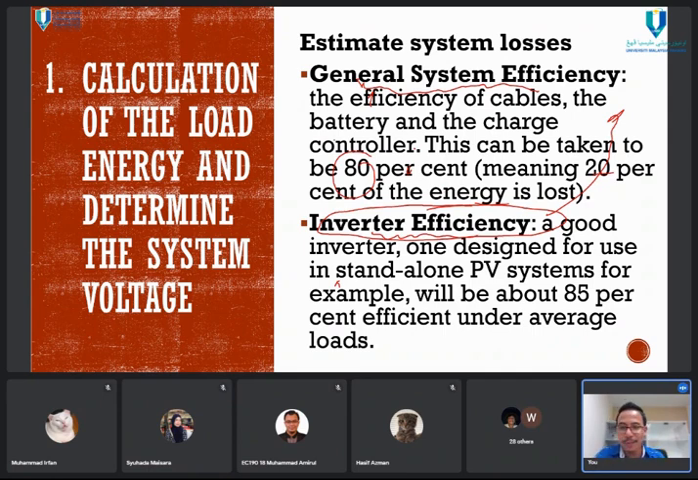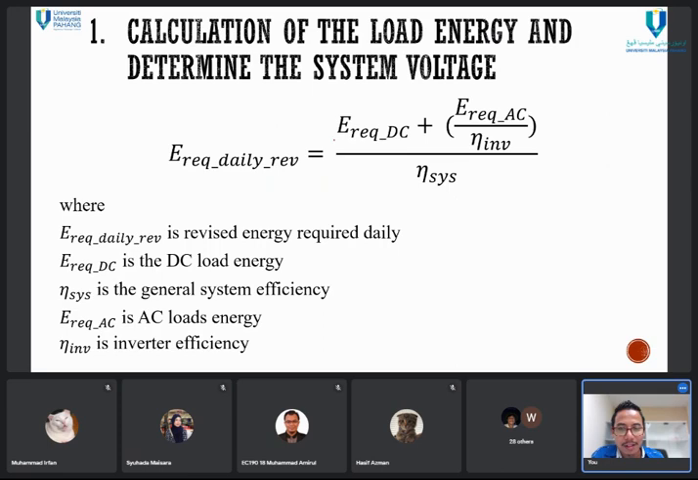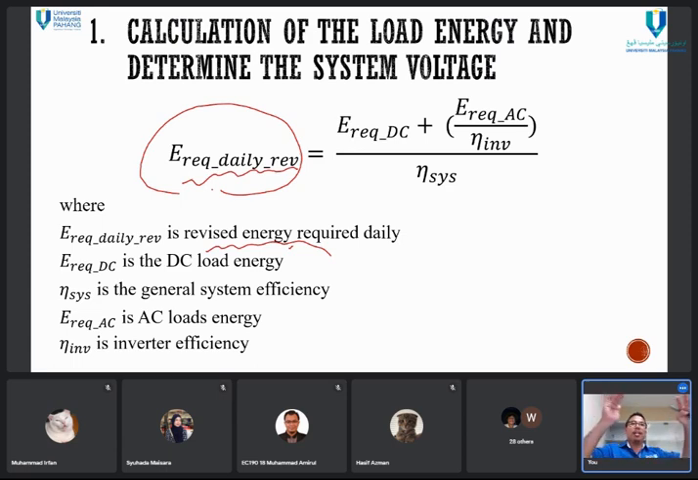Okay, allow me to proceed. Alright. So calculation of the load energy and determining the system voltage is not that difficult. It's super simple, very easy. The E required, the daily device energy required, is actually the total energy demand that includes the DC and the AC of your system. The equation is very simple.